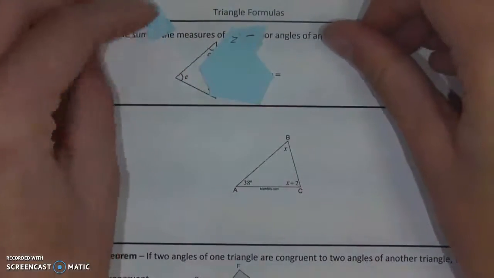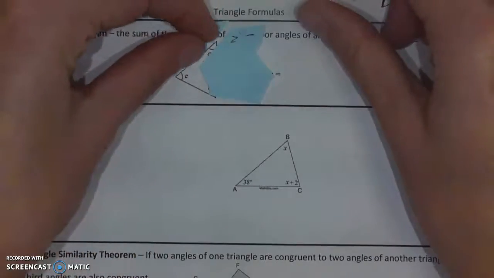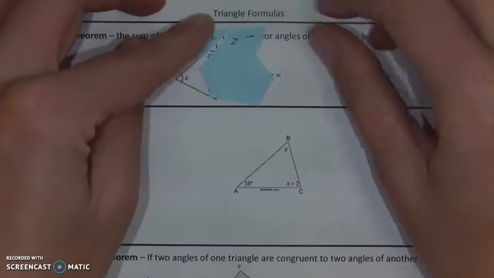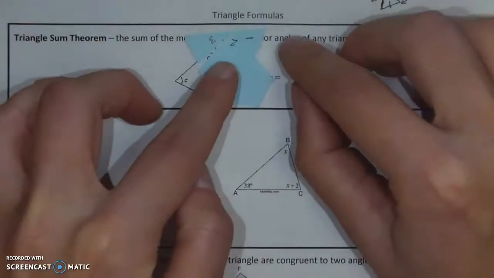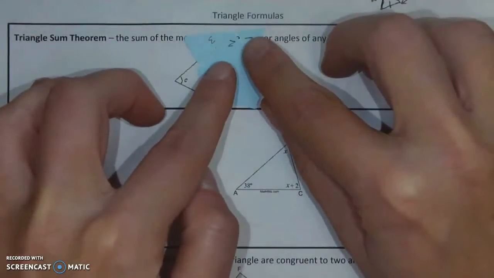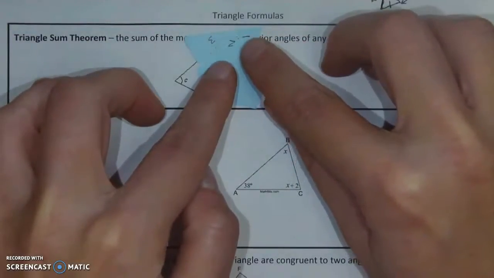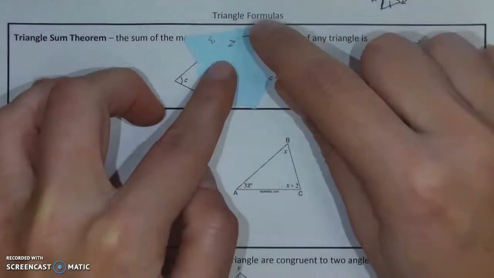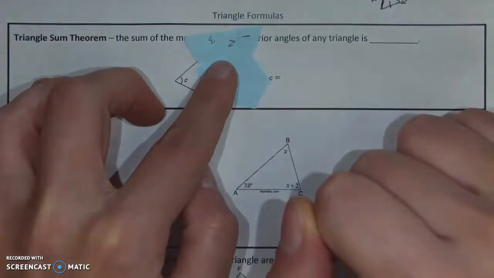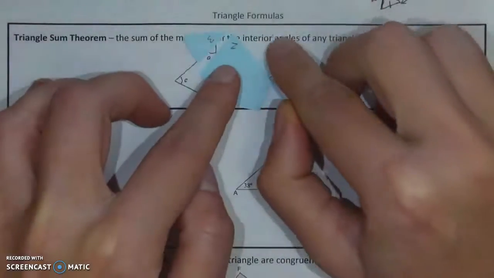So I have to turn these around a little bit, but if you fit them in, see how this triangle's moved vertices end up forming a straight line or a straight angle. That means together all three of these have to equal the same as a straight line in measure, and that is 180 degrees.